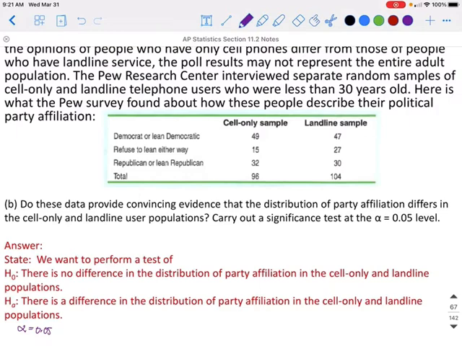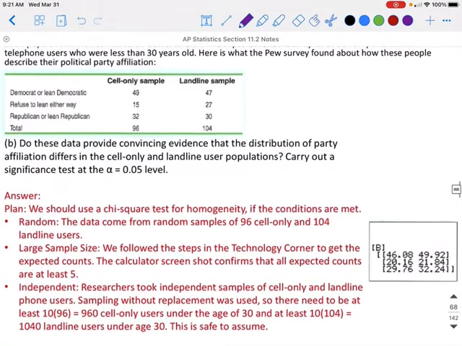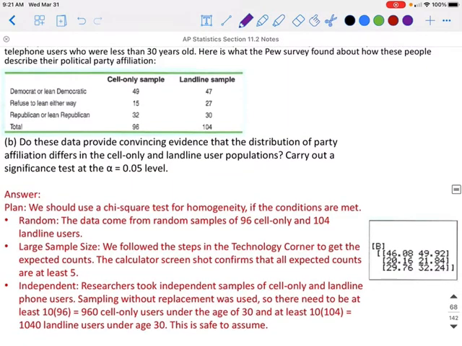Next, we need to come up with our plan. You need to say what method you're going to use, and then you need to check your conditions. So we are going to use a chi-square test for homogeneity if the conditions are met. Now remember, when we're doing chi-square tests, the conditions you check are different than if we were doing a z-test or a t-test. So in these, we need to check random, large sample size, and independent. So the data come from a random sample of 96 cell phone-only users and 104 landline users. To check the large sample size, you first have to check the expected values. So you can put this into your calculator.